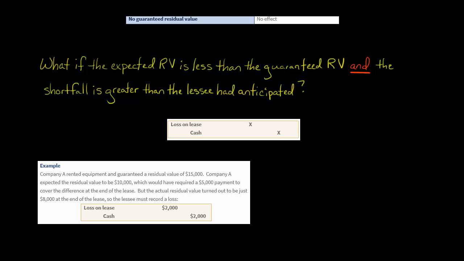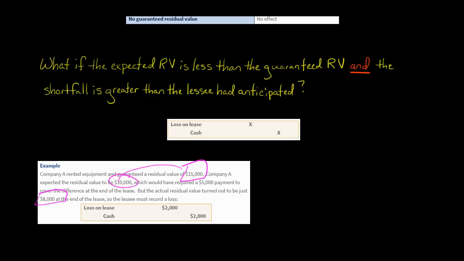Now, you might be thinking, hey, wait a minute. Why is this not a $7,000 loss? Because we guaranteed 15 and it comes in at 8. Okay, it's only worth 8 at the end of the lease term. So why is it not a $7,000 loss? Why are we recording a $2,000 loss? And here's why. We took into consideration already. So there's a $7,000 difference here, right? This is 7. We already took into consideration the $5,000 of that difference.